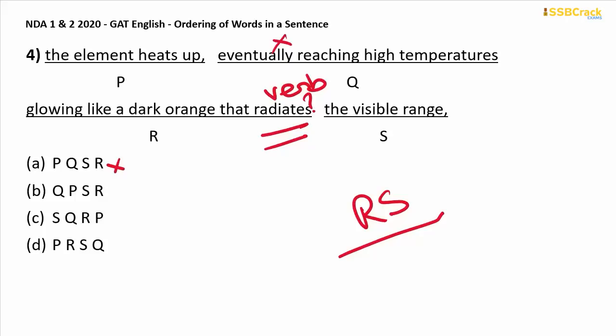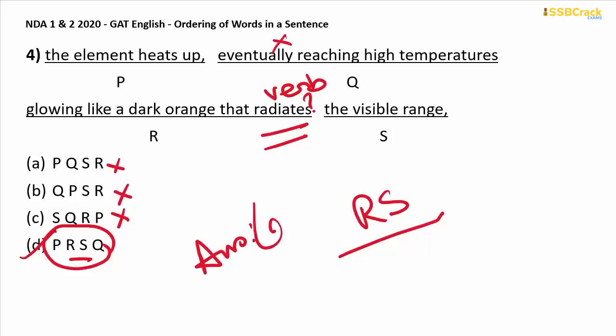It's not there in option A. It's not there in option B. It's not there in option C. But the RS combination is there in option D. So let's start by going through this combination here. The element heats up, glowing like a dark orange that radiates the visible range, eventually reaching high temperature. Yes, it's a complete sentence. So your answer is option D here, right?